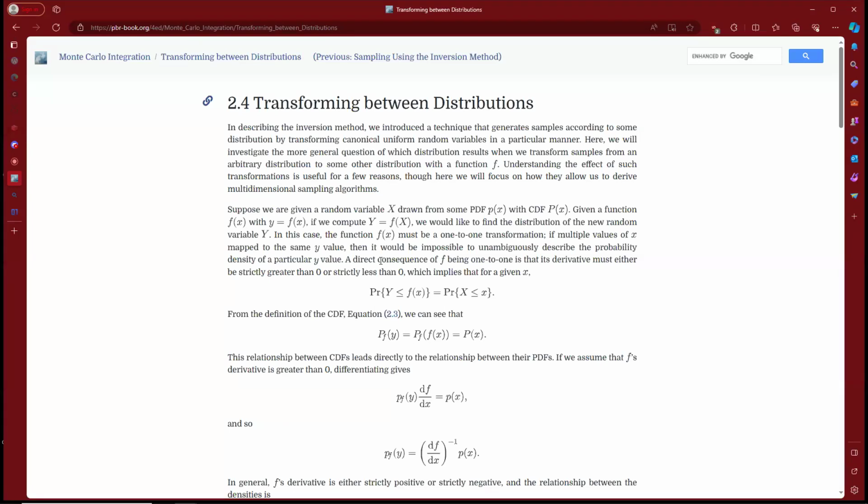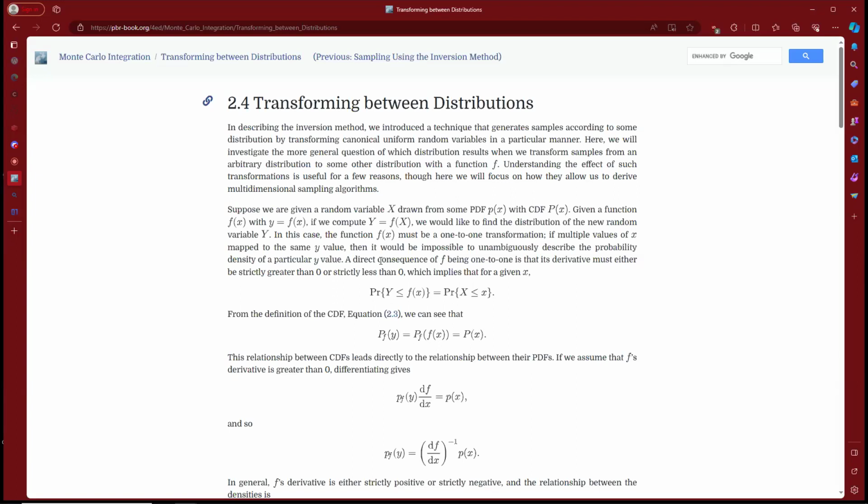Looking at a more general question here, which is the distribution of results when we transform samples from an arbitrary distribution to some other distribution with a function f. Understanding the effect of such transformations is useful for a few reasons, though here we will focus on how they allow us to derive multidimensional sampling algorithms.